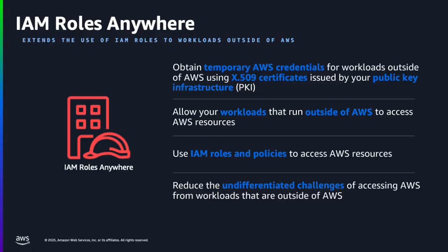So for those who are not familiar with the service, IAM Roles Anywhere is a service that enables workloads running outside of AWS to obtain temporary credentials using X509 certificates. This helps enable hybrid and multi-cloud workloads to access AWS resources using short-term credentials. The service is compatible with certificates issued by any X509 compliant PKI provider.